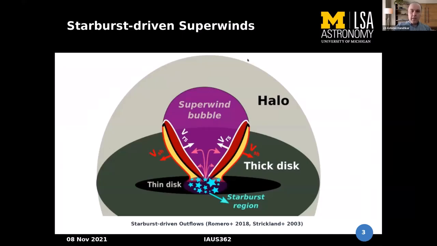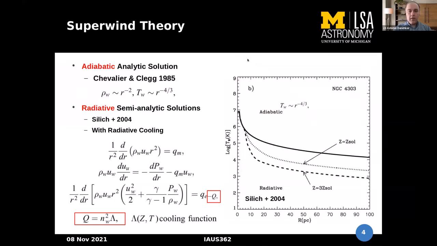Typically, the assumption for superwinds is an adiabatic solution. This assumption, which was first used by Chevalier and Clegg, says that adiabatic winds decrease with radius, with density as a power of -2 and temperature as a power of -4/3. However, there are several observations that show suppressed superwinds with strong cooling, which cannot be explained by adiabatic assumptions.